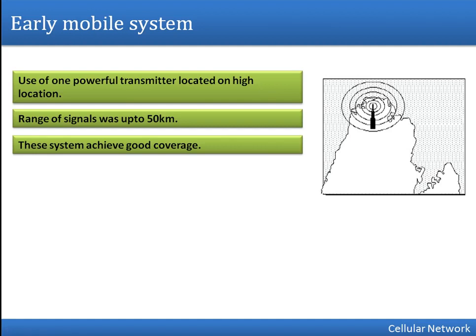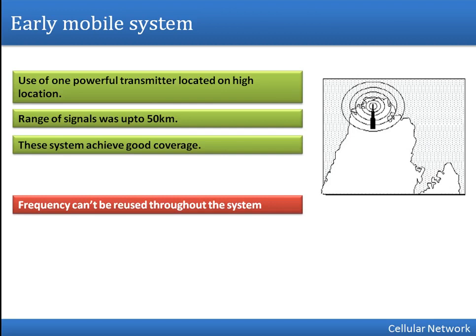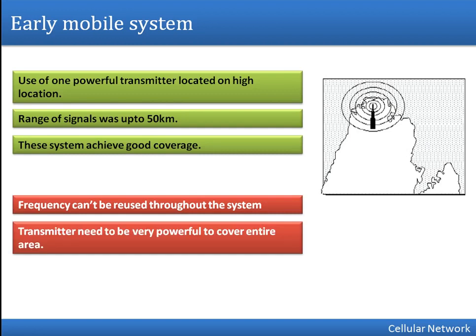Now the problem with this approach was, if a frequency is used in the region of this coverage, that same frequency cannot be reused by other users. So the frequency reuse concept cannot be used in this situation. Second, this transmitter needs to be very powerful. If it is not powerful, it cannot cover the entire region.